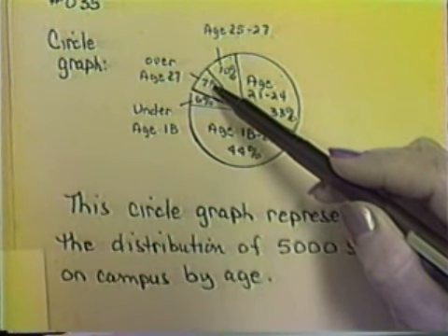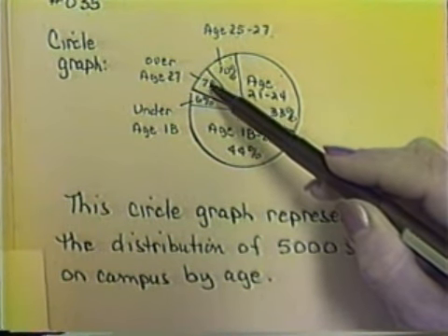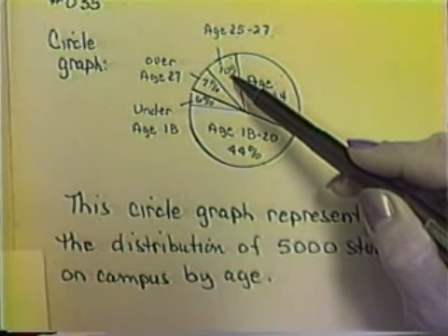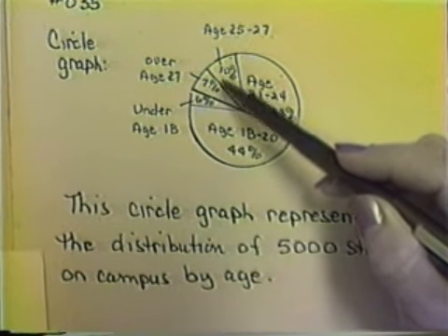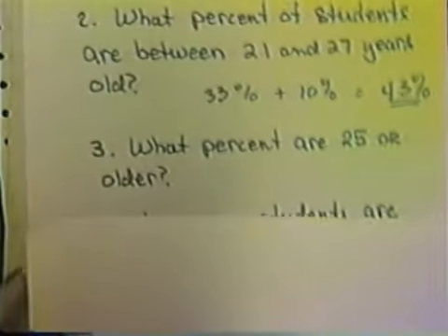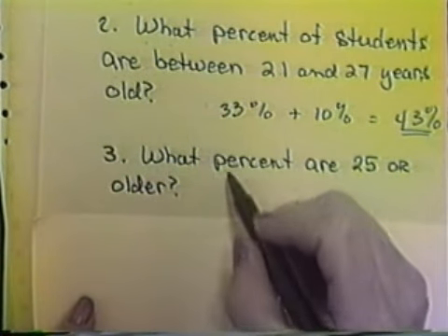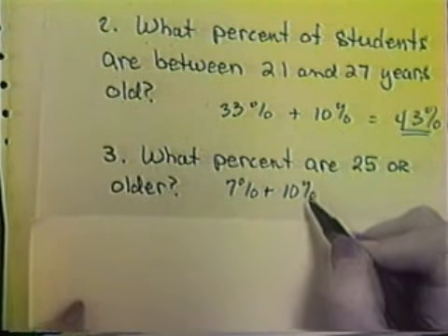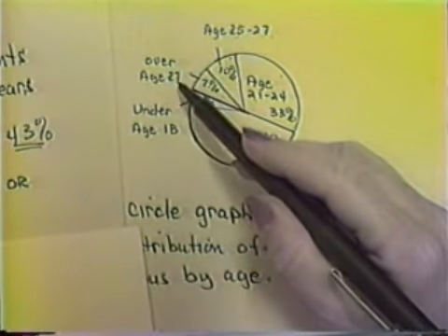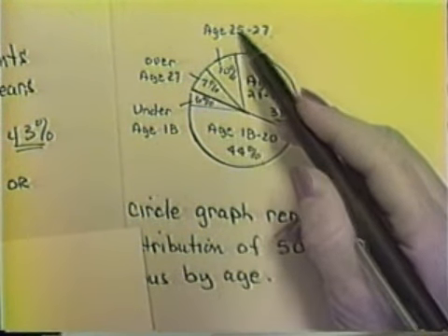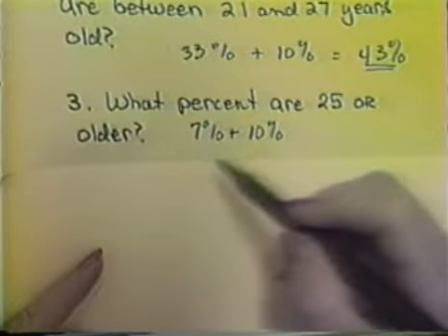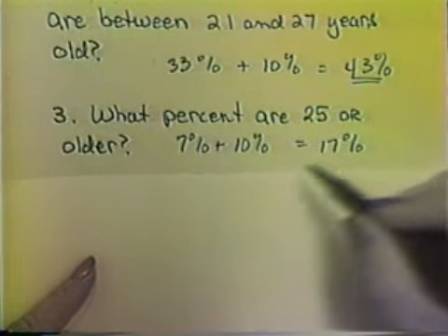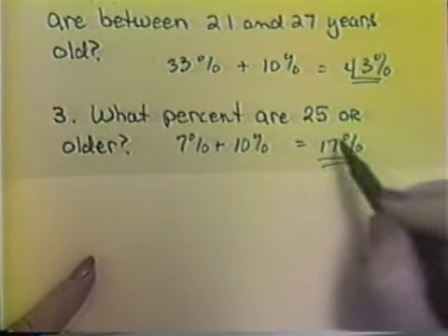Over age 27, is 27 older than 25? Yeah, so we're going to have to include this one. And age 25 to 27 is older than 25, so we include this one. So it's going to be the combination of these two. So the answer, what percent are 25 or older, is going to be 7% plus 10%. Let's check and make sure we got these right. The over 27 was 7%, 25 to 27 was 10%, so 7 plus 10% makes 17%. Okay, so there's 17% that are 25 or older.